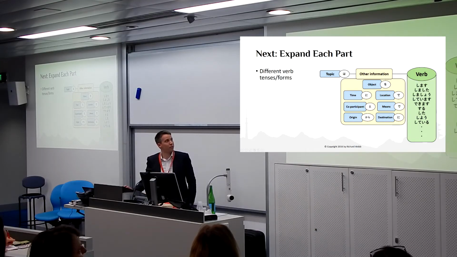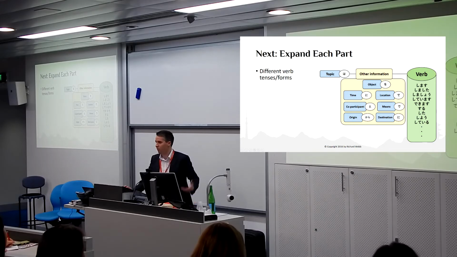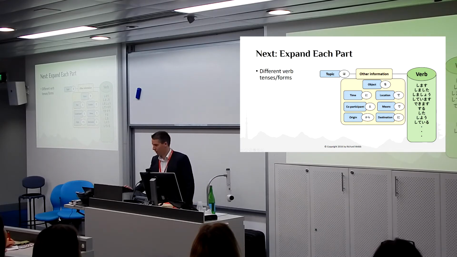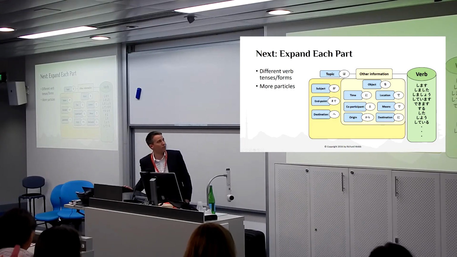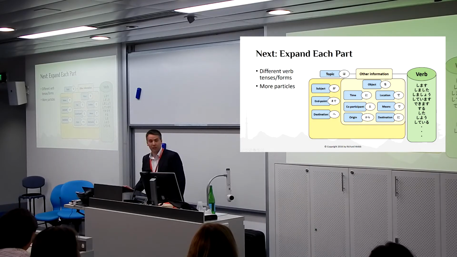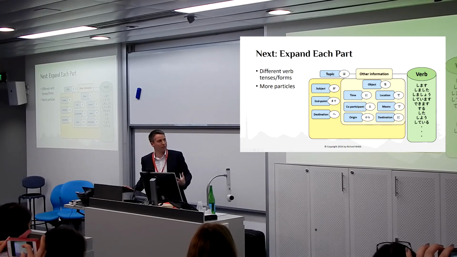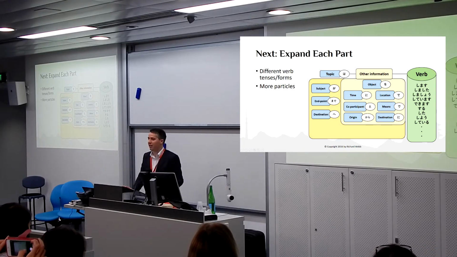Well, the first obvious way is to use different verb tenses, different verb forms. That's a very easy way to add more information. The next thing we can do is we can add more particles. There's more than I've listed there as well. And we can just essentially add more things participating in the activity.